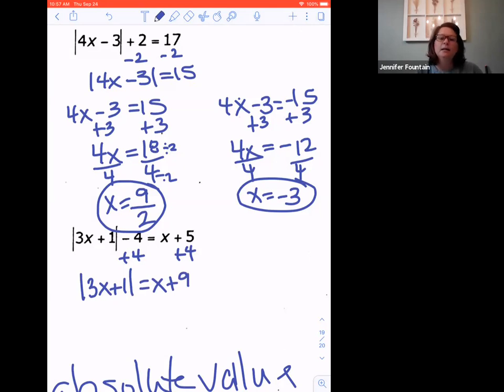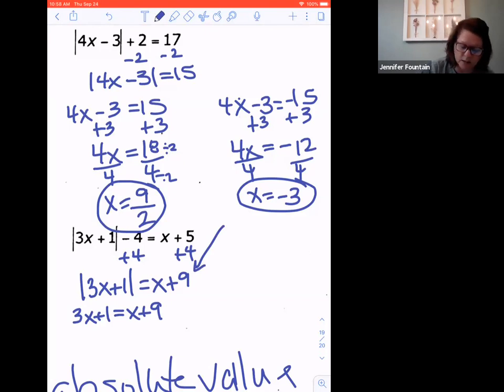Okay? Where I'm setting up my 2 equations. On my first one, if you've noticed that basically I'm writing my equation exactly the same as it is, just minus my absolute value signs. So that's what I do for the first equation is I just drop those absolute value signs and I have 3x plus 1 equals x plus 9. This is considered my positive version of the right-hand side, okay? I'm leaving it exactly like it is.